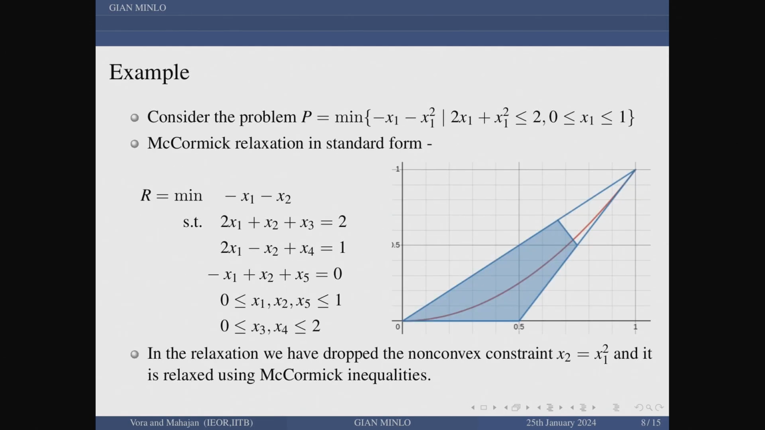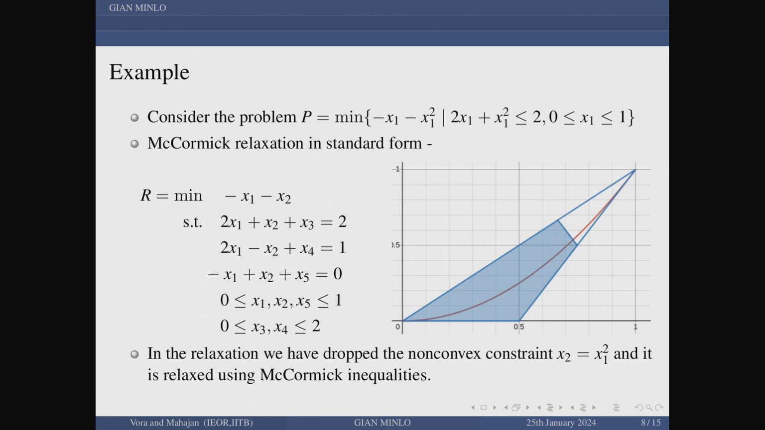So here is an example, very cooked up and very simple, and that too in one dimension. We are solving that problem P, which is a one-dimensional problem. It has a non-convex objective and some convex constraint, with bounds on variables of 0 and 1. If you do the McCormick relaxation, what you get is this red curve in the blue region. The red curve is the actual feasible region, and the McCormick relaxation is actually the blue region. That will be the entire McCormick relaxation. I have added some extra slack variables here, but they are not of importance.